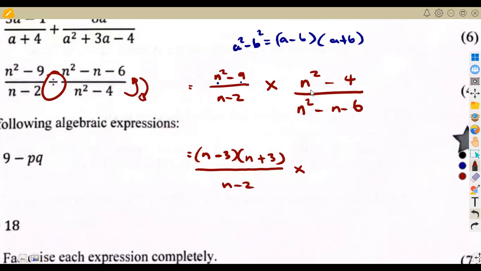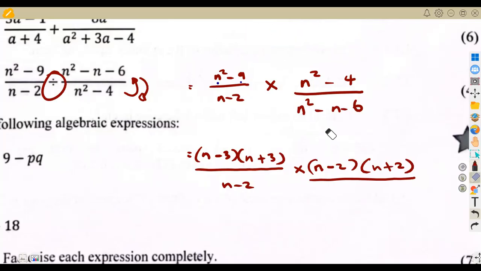Then n squared minus 4, another difference of 2 squares, okay? So the square root of n squared, we said is n, but the square root of 4 is 2, so it's going to be n minus 2, another bracket, we'll just add what is in the first bracket, okay?